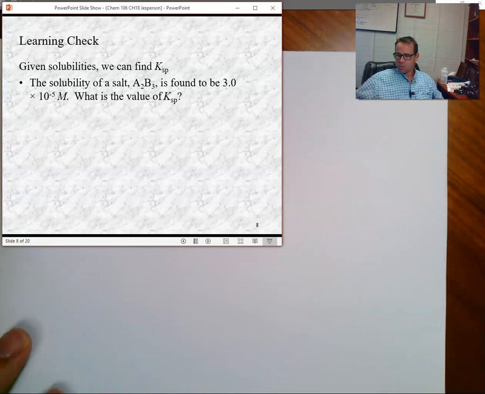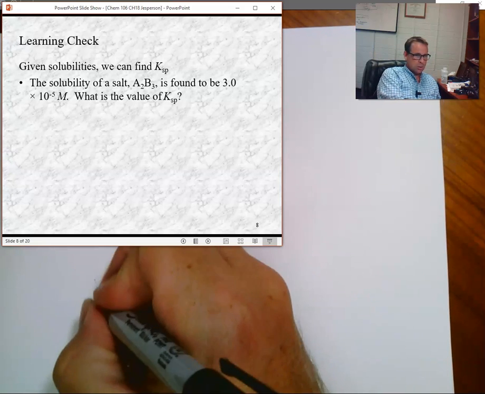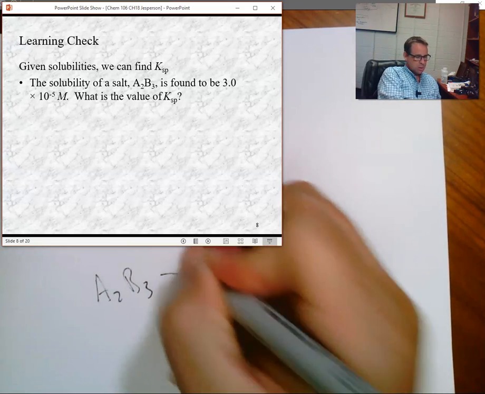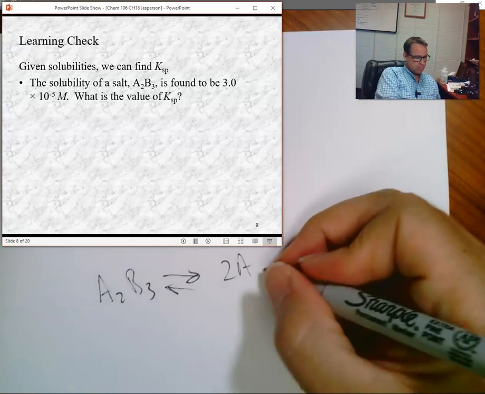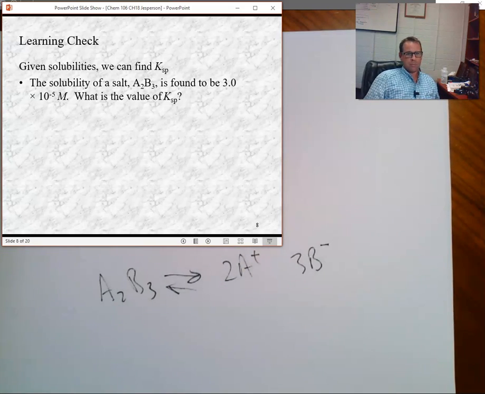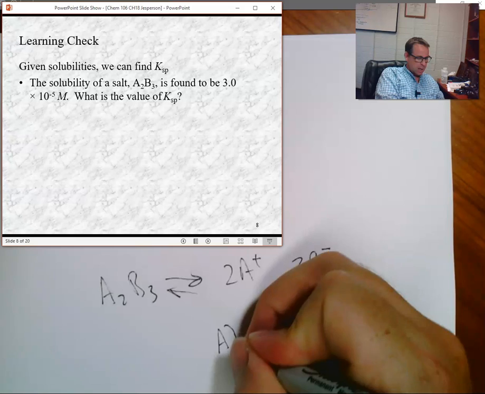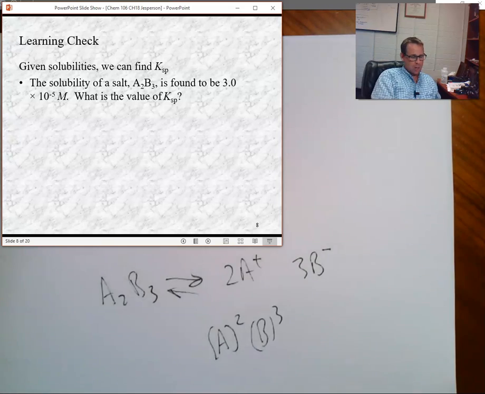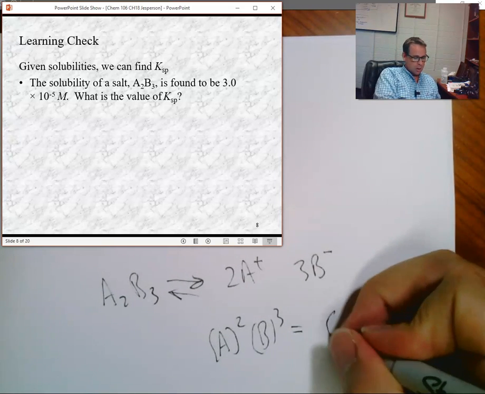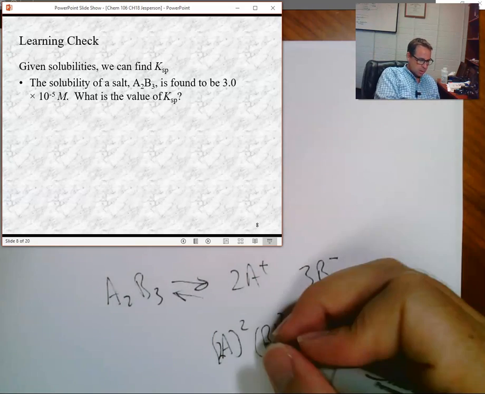I'm just going to run through this one kind of quick. A2B3, dissociating would be 2A and 3B. All right? Dissociated, right? We don't know the charges, but it doesn't really matter too much. It does matter that the concentration of A squared and the concentration of B cubed, their product, will equal whatever our KSP is. Whoops, concentration not of A, of 2A and of 3B.